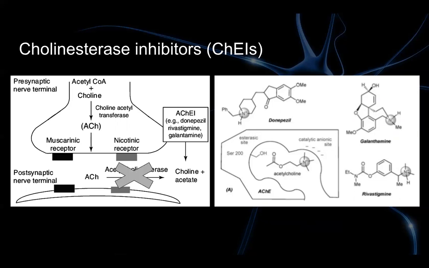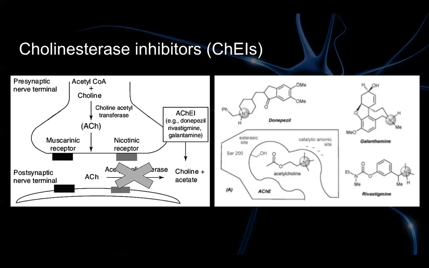This results in better management of the little acetylcholine that is being secreted because it's not broken down as quickly into choline and acetate. So there's more opportunities for the acetylcholine to interact with its postsynaptic nerve terminal.